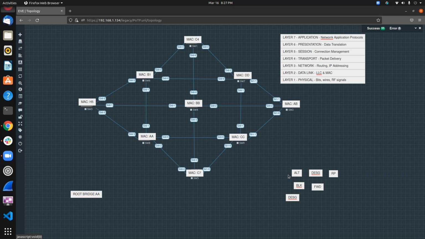Why? Because if it's the root bridge, everything's got to come and converge into it. So it's not going to have anything blocked from either side. It has to be able to be accessible from all sides. Positive? Yes. Cool.